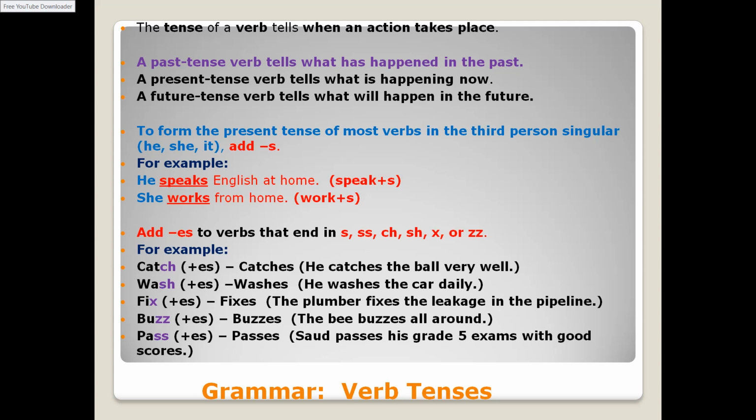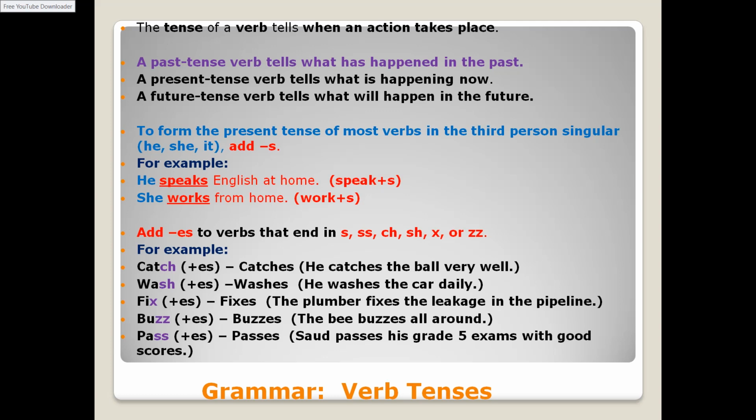We all know there are three types of tenses. The past tense verb tells us what has happened in the past. The present tense verb tells us what's happening now. And the future tense verb tells what will happen in the future. So, in this topic, we are only going to deal with the present tense verb, and we have another topic connected to this, that is present progressive verb. So, now we'll see what the present tense verb is about.